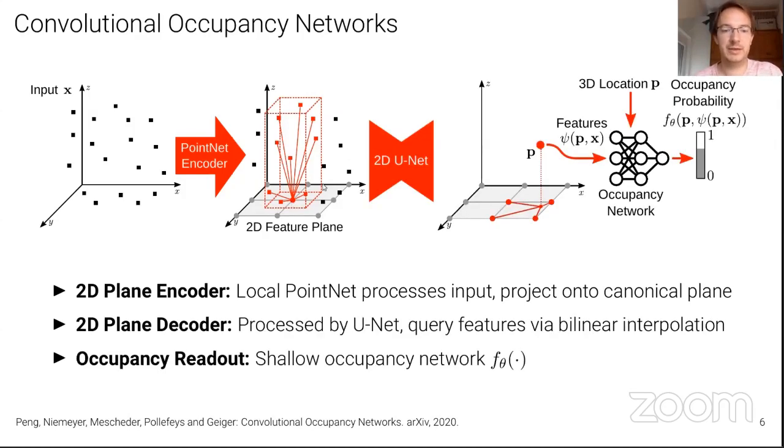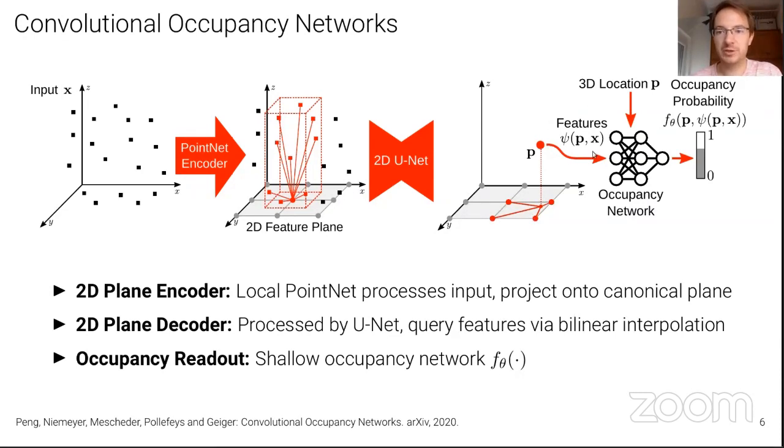And then we use a 2D UNet to aggregate information on that 2D feature plane, which integrates this equivariant inductive bias into the model. After the 2D UNet, we can then query the features at every 3D point using bilinear interpolation in this 2D canonical feature plane. So if we want to query the features of this point, we project it to the feature plane, and then we do a bilinear interpolation of the features that are the output of the 2D UNet. So these adjacent pixels here.